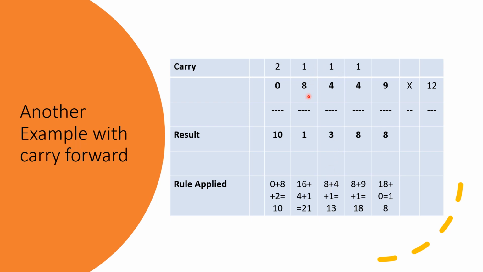Then 8: 8 plus 8 is 16, plus 4 and plus 1, the carry forward, which is 21. So we'll keep 1 here and 2 here, and then you apply the rule that the 0 is 0 plus 0 plus 8 and then plus 2 is equal to 10. The answer is 101388.